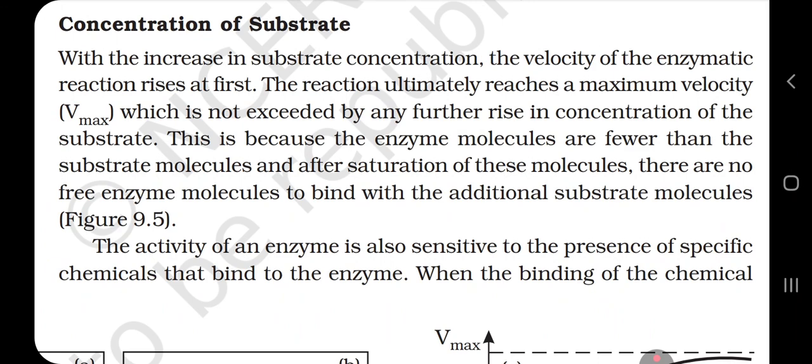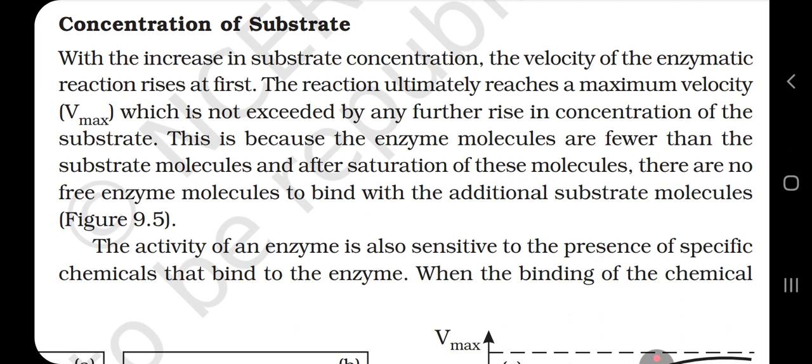Concentration of substrate: with the increase in substrate concentration, the velocity of the enzymatic reaction rises at first. The reaction ultimately reaches a maximum velocity, Vmax, which is not exceeded by any further rise in the concentration of the substrate. This is because the enzyme molecules are fewer than the substrate molecules, and after the saturation of these molecules there are no free enzyme molecules to bind with the additional substrate molecules.